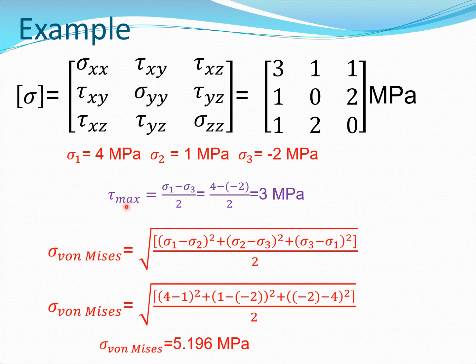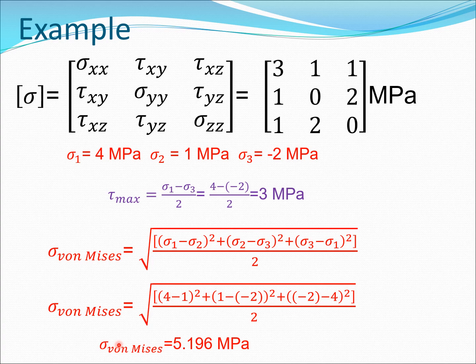So we can immediately calculate tau max or tau Tresca as sigma 1 minus sigma 3 by 2. And so we get here 4 minus minus 2, and that becomes 6 by 2 or 3 megapascal.